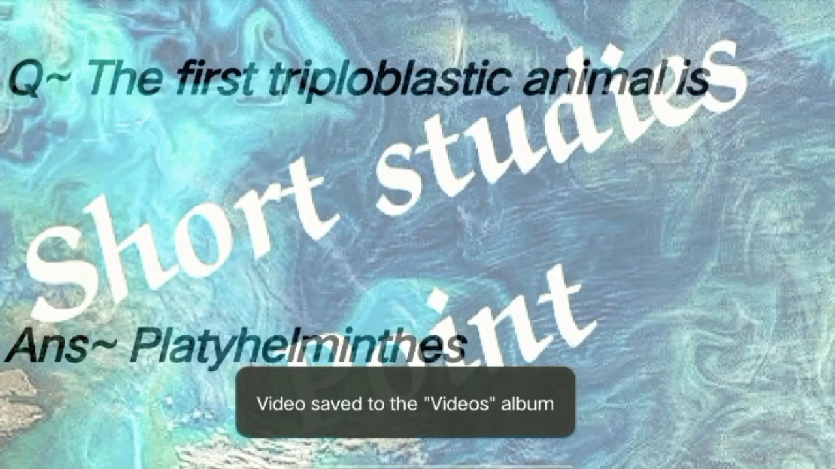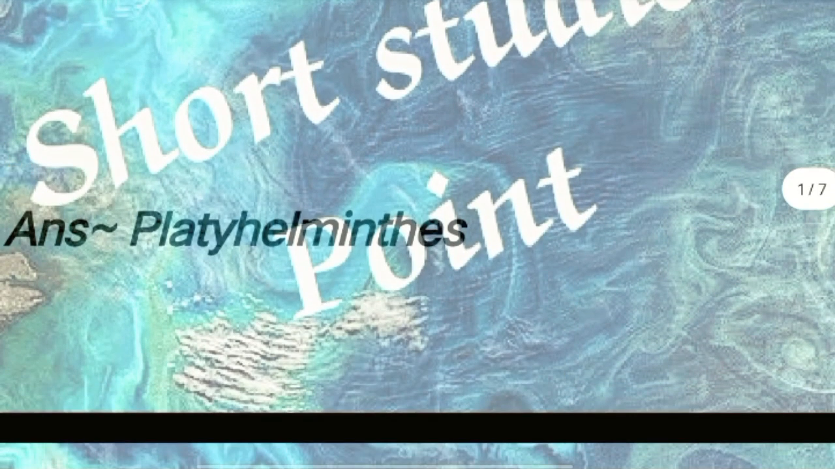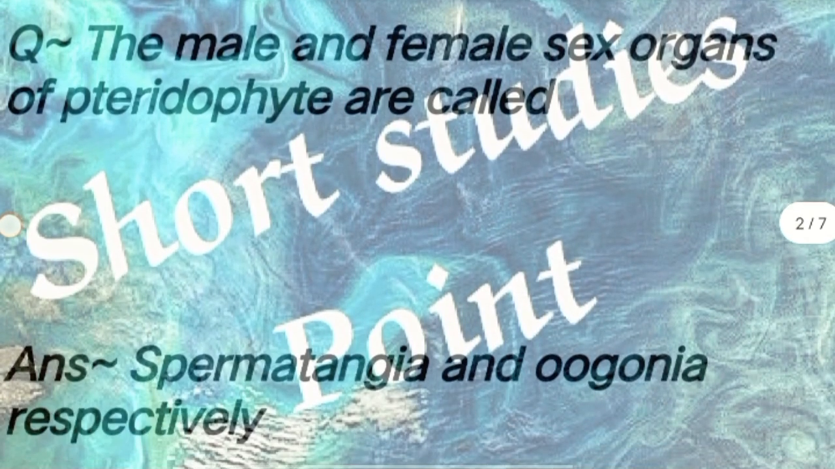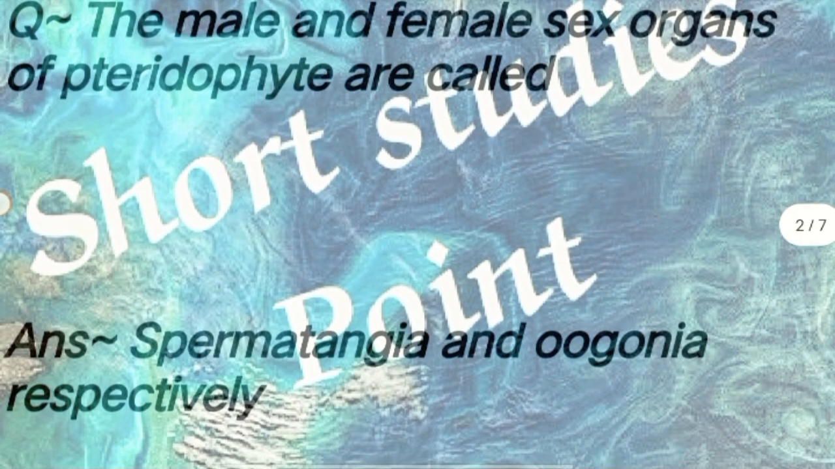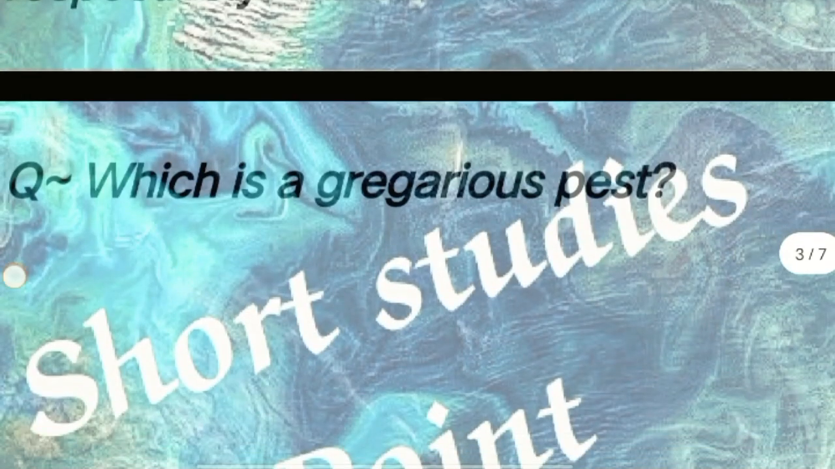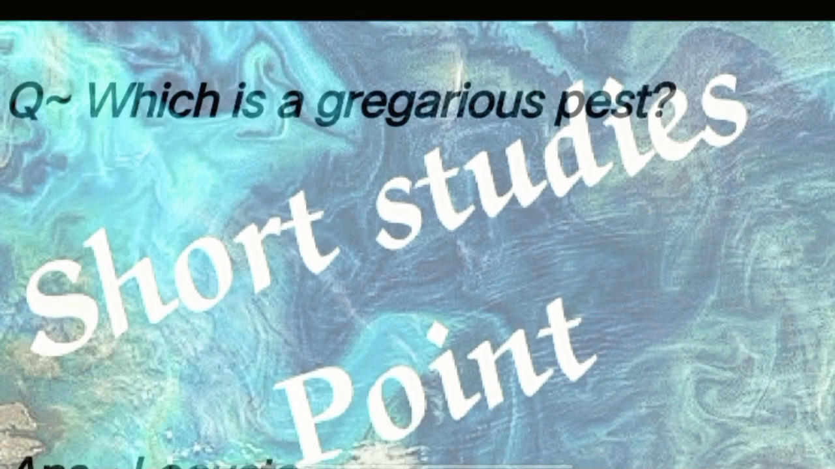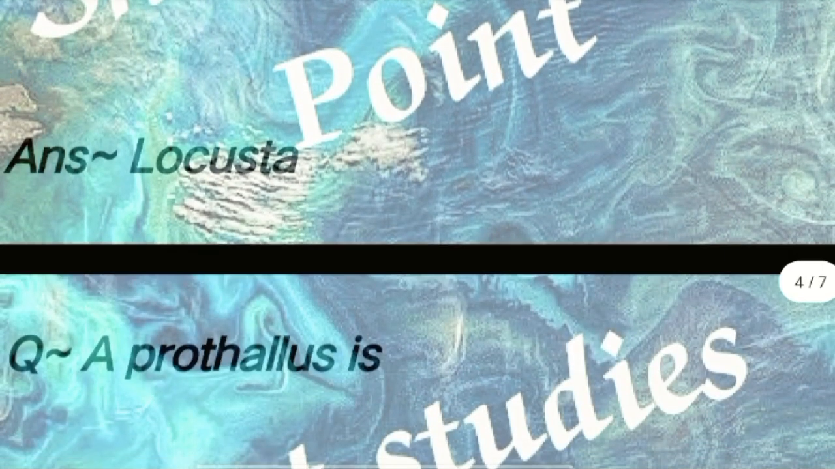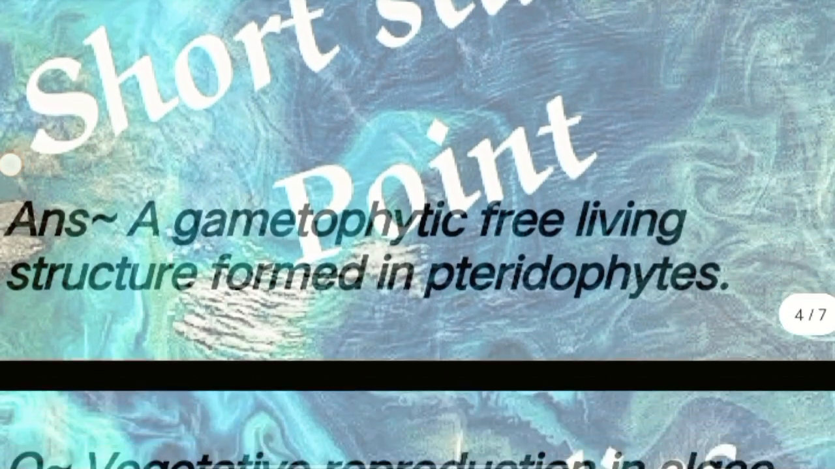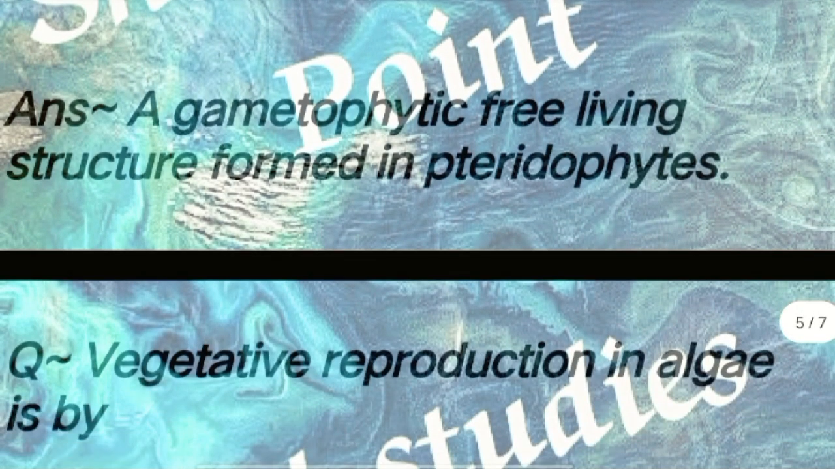Question: the first triploblastic animal is? Answer: platyhelminths. Next question: the male and female sex organs of pteridophytes are called? Answer: antheridia and archegonia respectively. Next question: which is a gregarious pest? Answer: Locusta. Next question: a prothallus is? Answer: a gametophyte, a free-living structure formed in pteridophytes.